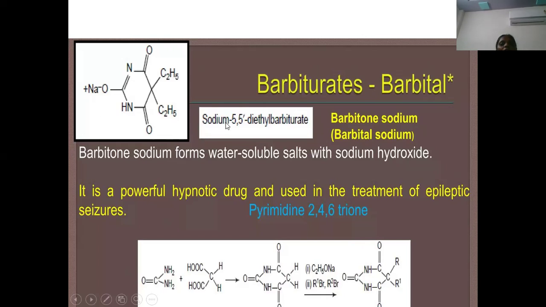Next, what is the IUPAC name for this? Sodium 5,5-diethyl barbitone. Barbitone forms water-soluble salts with sodium hydroxide. It is a powerful hypnotic drug and is used in the treatment of epileptic seizures. So this is about barbital or barbituric acid.